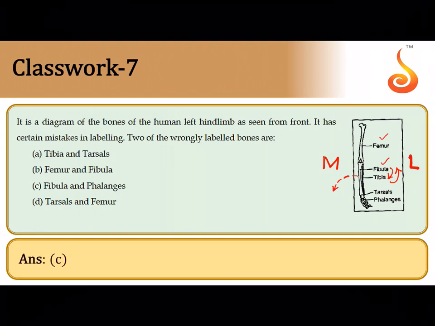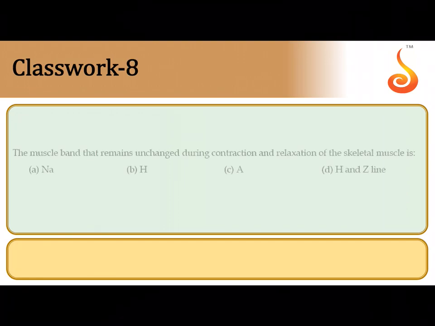It is mentioned here, fibula and phalanges, even the phalanges, correct. The phalanges also, see, they reversed the tibia and fibula, and actually they have labeled the metatarsal as the phalanges. At the tip they should have labeled the phalanges because those are the bones of the toes.